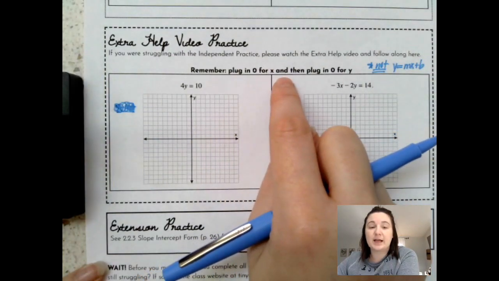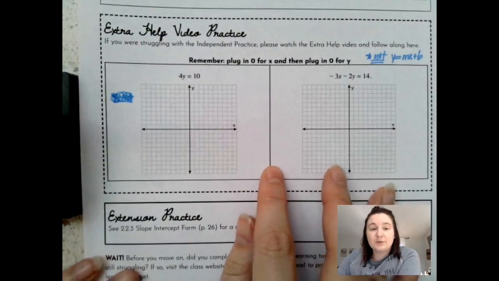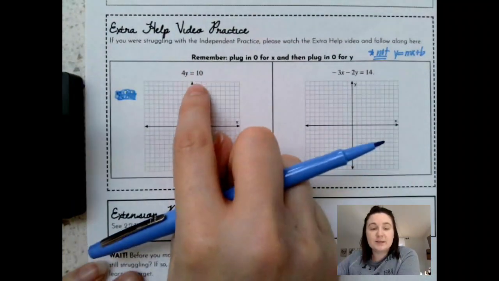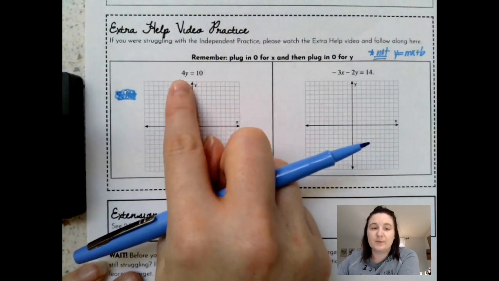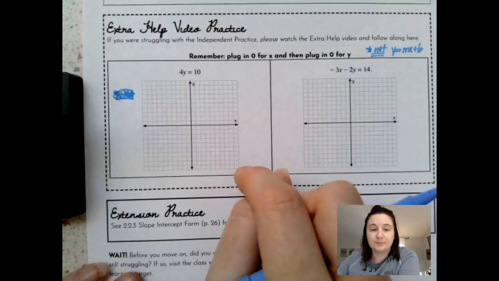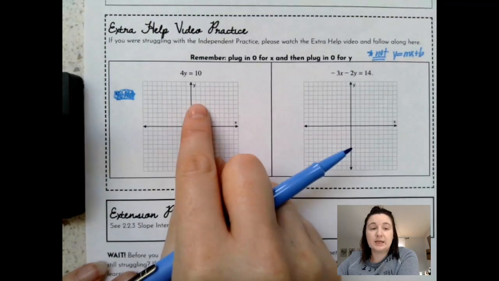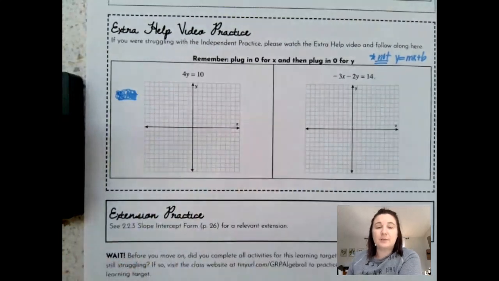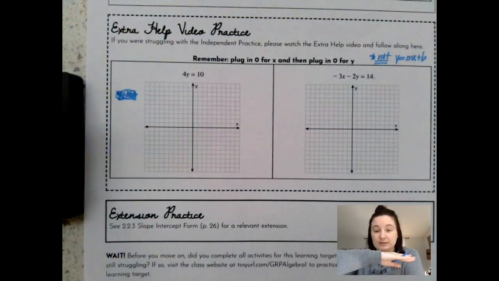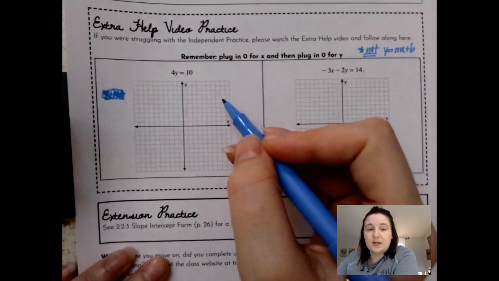So plug in 0 for x and then plug in 0 for y. Pretty simple. We're going to do 2 examples. One example is one that we didn't get to go through in the original video because it's a weird example where we only have one variable or the other. If you only have one variable, you can do a little bit less work. Your 2 choices are either a horizontal line or a vertical line if you're missing one of the variables. And what we're going to do is figure out which one.